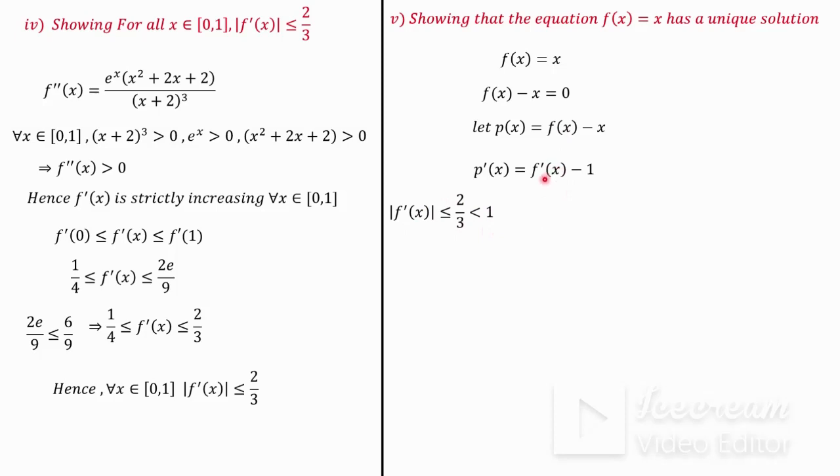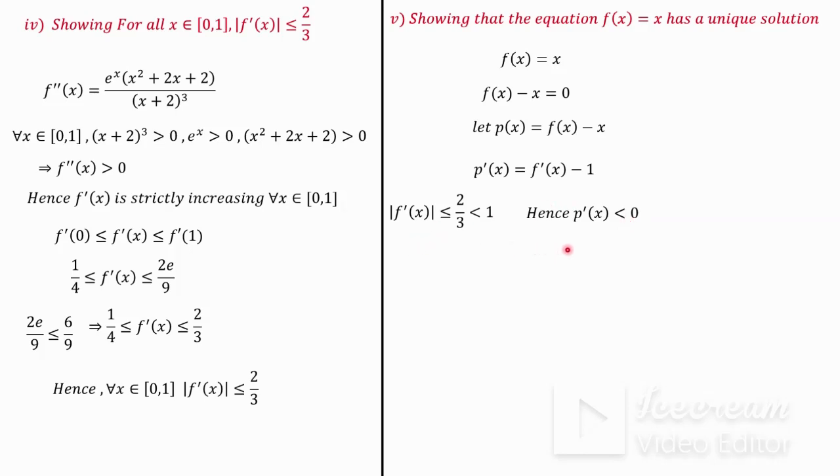And since f prime of x is less than 1, we can therefore conclude that this p prime of x is actually less than 0. That is, this p prime of x is negative. And since this p prime of x is negative, we can therefore conclude that our function p of x will be strictly decreasing in the interval 0 to 1 actually.